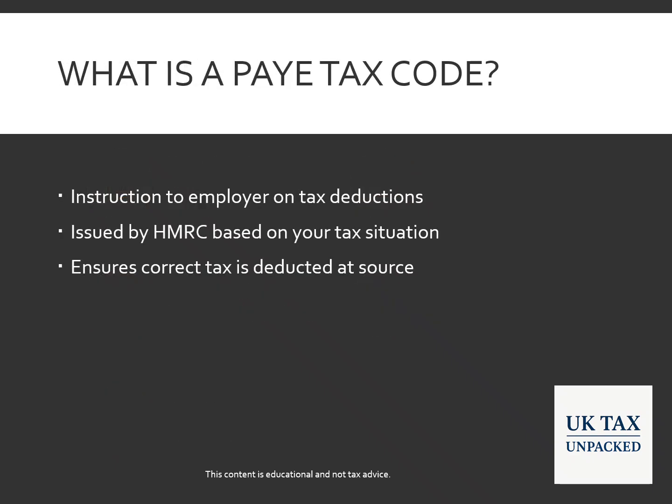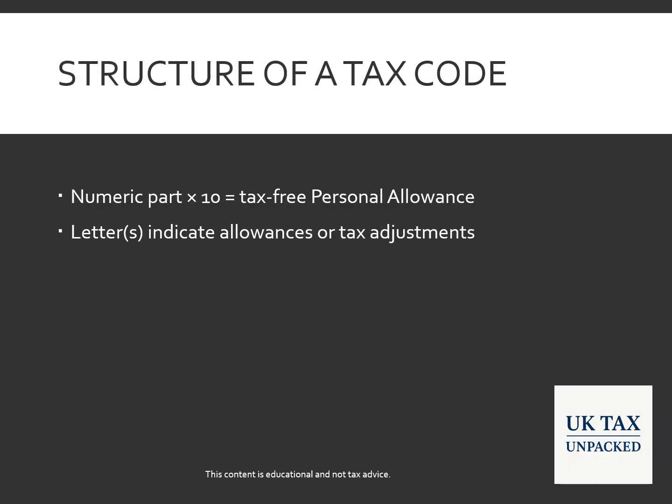A PAYE tax code is like a set of instructions from HMRC to your employer. It tells them how much tax to take out of your pay before it even hits your bank account. It's meant to help you pay the right amount of tax throughout the year. No nasty surprises. Your tax code has two parts, numbers and letters. The numbers tell your employer how much tax-free income you're entitled to. Just multiply them by 10. The letters? They explain why your allowance might be different because of marriage, benefits, or even unpaid tax.